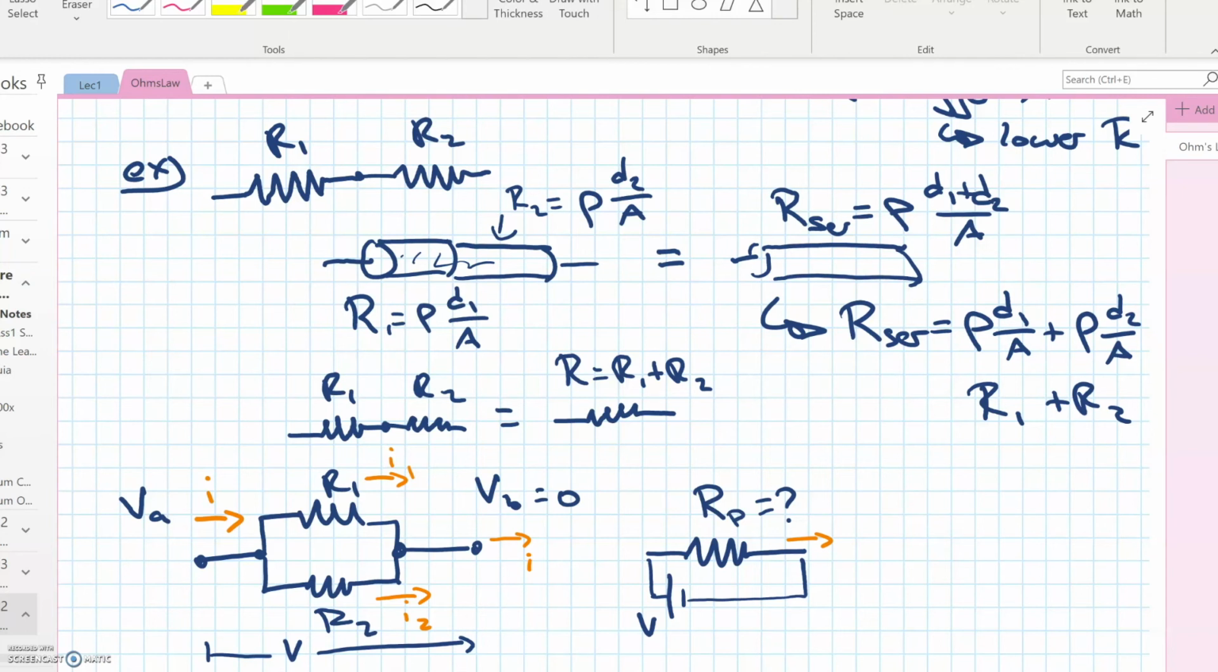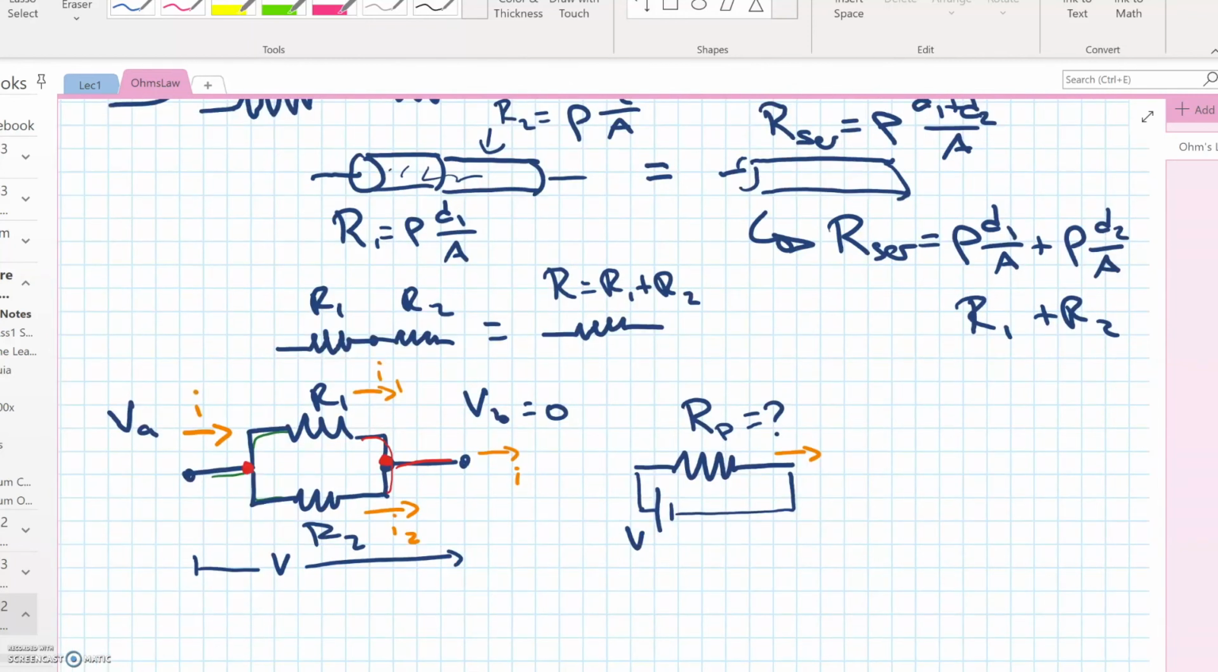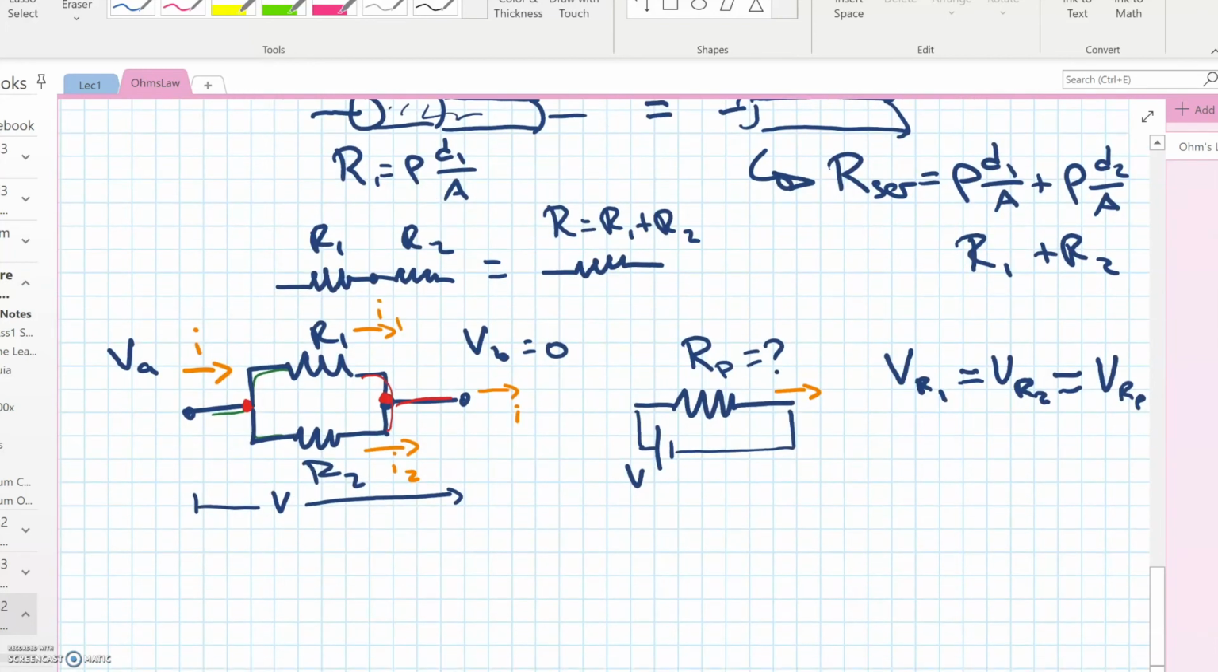Well, the trick is the voltage across R1 and R2 is the same. They have to drop the same voltage because they end up at the same place. V is 0 everywhere here, and V is whatever it was before all the way up here. So the voltage across R1 is the same as the voltage across R2, which is handy because then we can just write out an equation that basically says that. We have VR1 is equal to VR2, and that's also equal to VR parallel, whatever that actually is. So let's write that out.